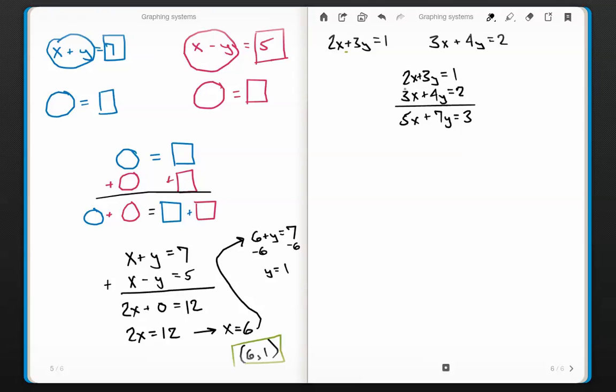Let's say I want the x's to go away. So I'm going to take this top equation and multiply both sides by, just for kicks, 3. So when I multiply by 3, I get 6x plus 9y equals 6.